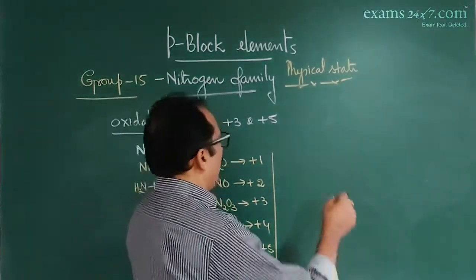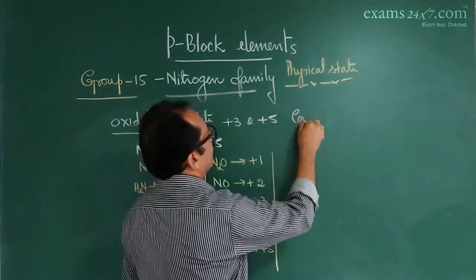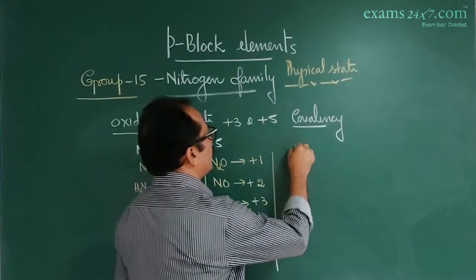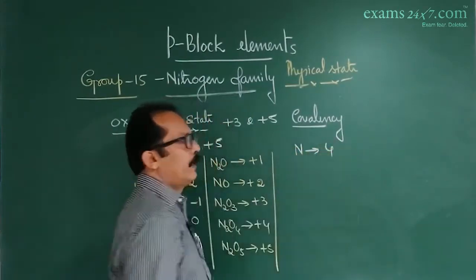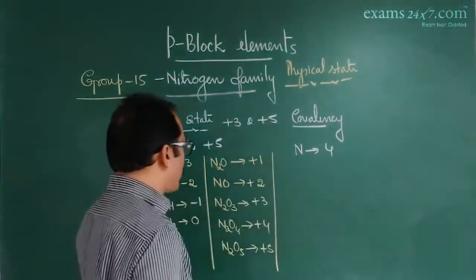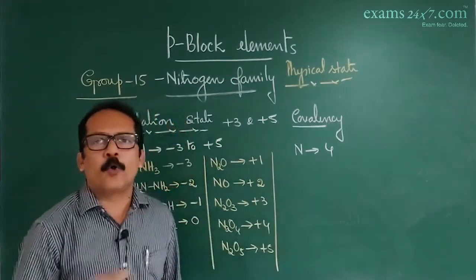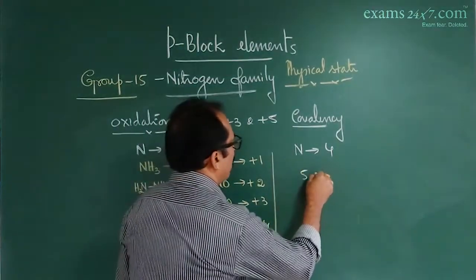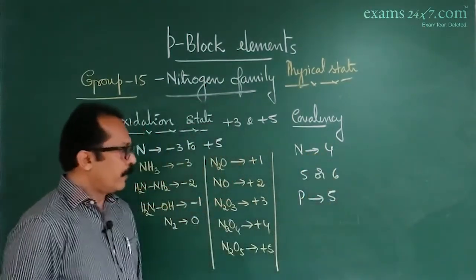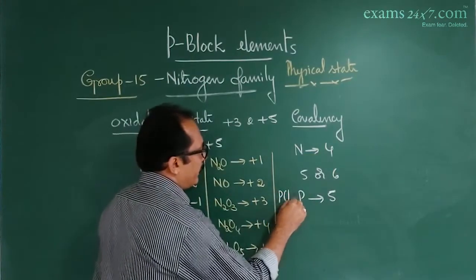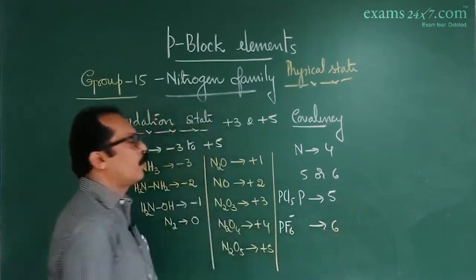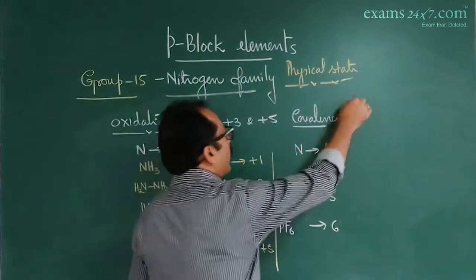Now, next about covalency. The maximum covalency of nitrogen is 4, due to the absence of vacant d orbitals. But other elements belonging to group number 15 exhibit covalency 5 or 6. For example, phosphorus exhibits 5 in the compound PCl5. In PF6 minus, it exhibits the maximum covalency of 6. So this is about covalency.